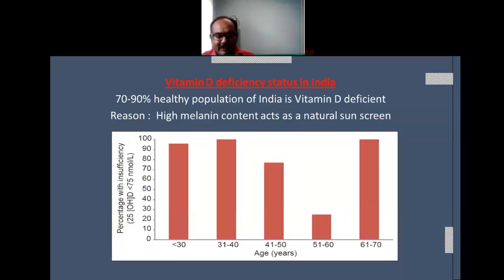So in our India, one study was conducted. 70 to 90% of the healthy population in India is deficient in vitamin D, especially, you know, 61 to 70 years. And the vitamin D level is very low in the 51 to 60 years age group because they don't have any supplement, whereas 61 to 70 year olds will have a supplement. And under 30 years, because of less sun exposure and using sunscreen, especially ladies, vitamin D production decreases, thereby leading to vitamin D deficiency.